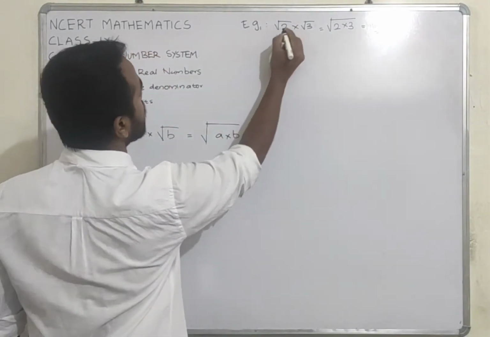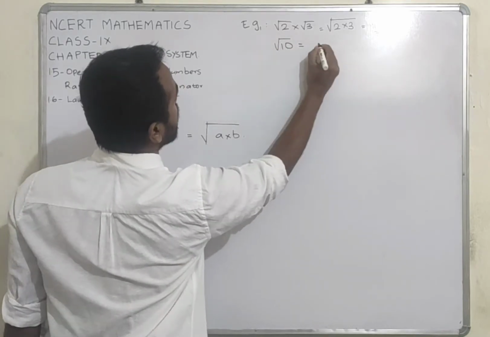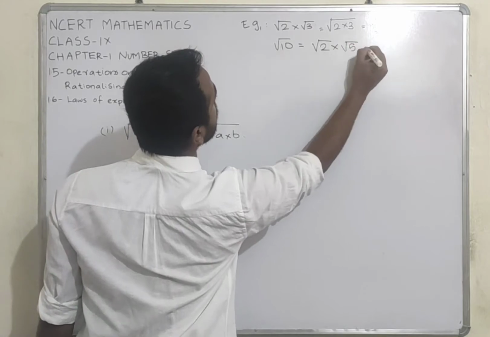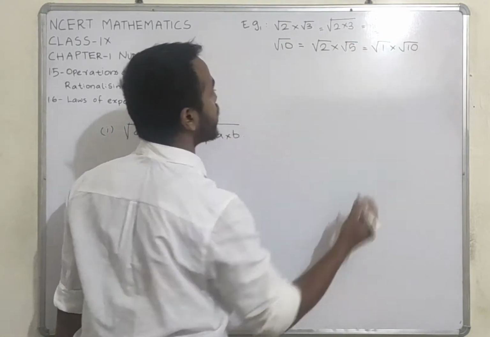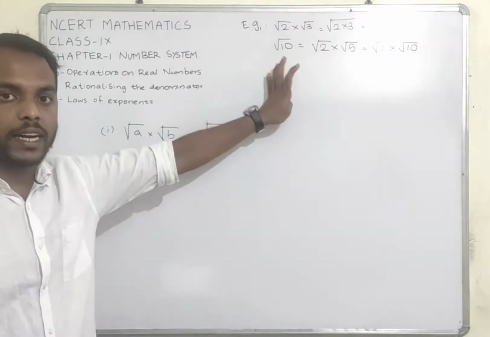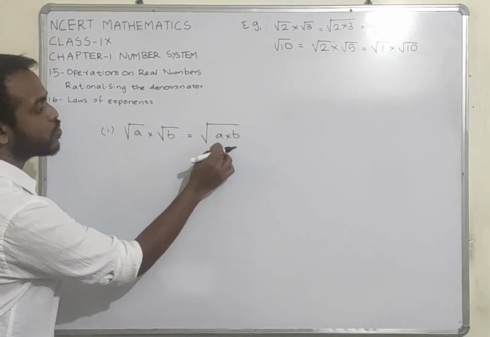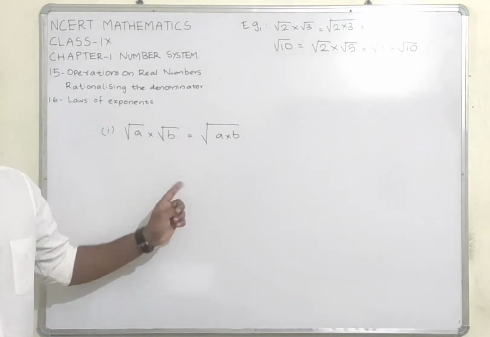We'll see another example. Suppose here is root 10. Root 10 can be written as root 2 into root 5, or root 1 into root 10. This is an important criterion that we should keep in our mind. So that was the inverse. Root of a into b can be written as root a into root b. This is the first identity.